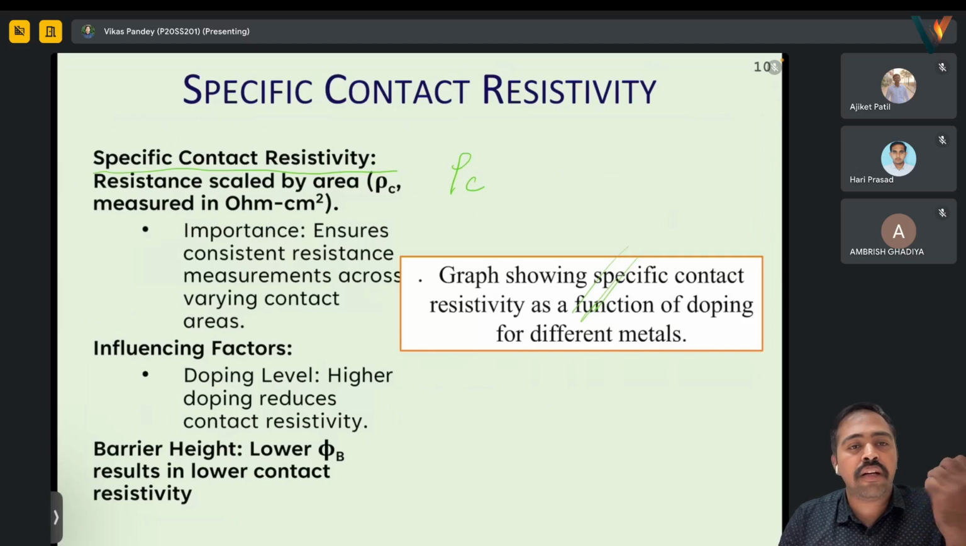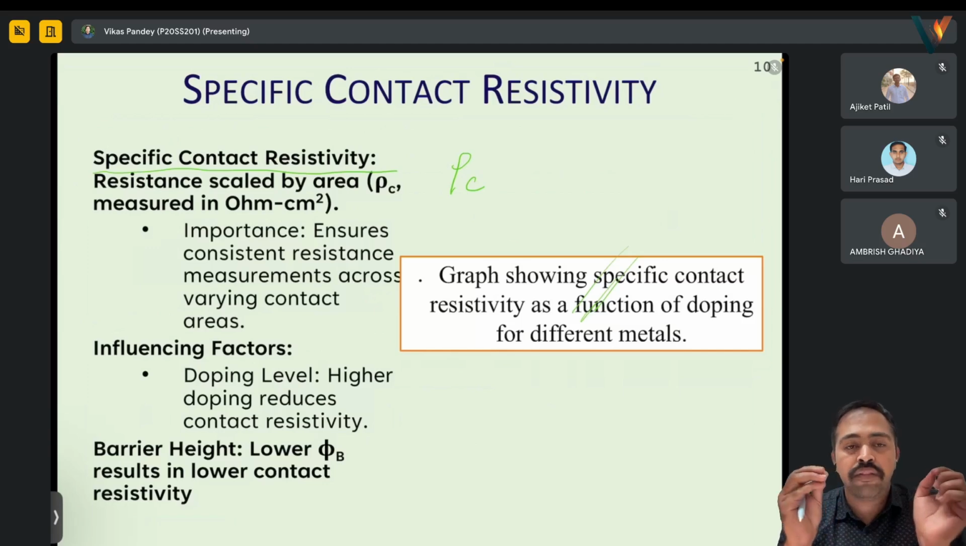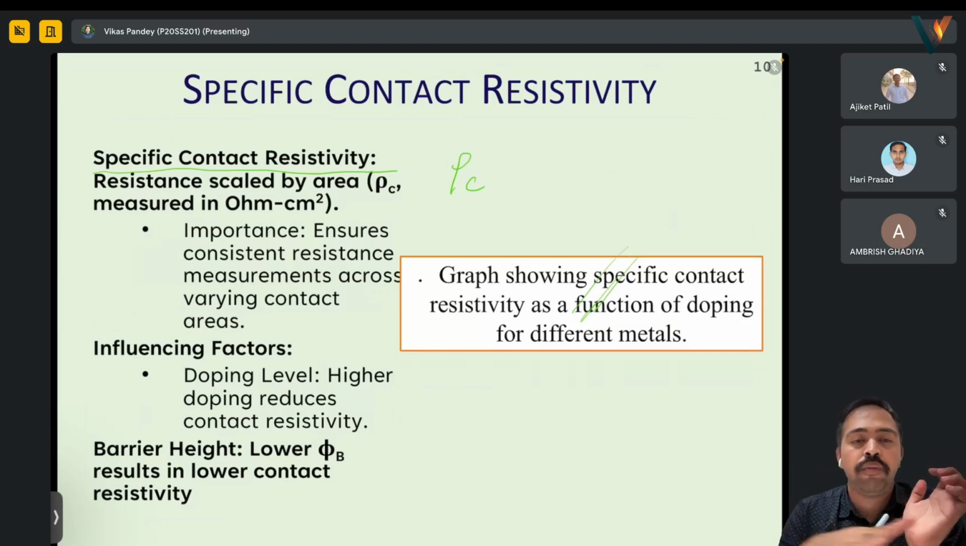It is not that if I am measuring the resistance for this device, someone else measuring the same thing in a larger area will get a different contact resistivity. It should not have different resistance. It should be the same, to be on a common platform. We are using specific contact resistivity.